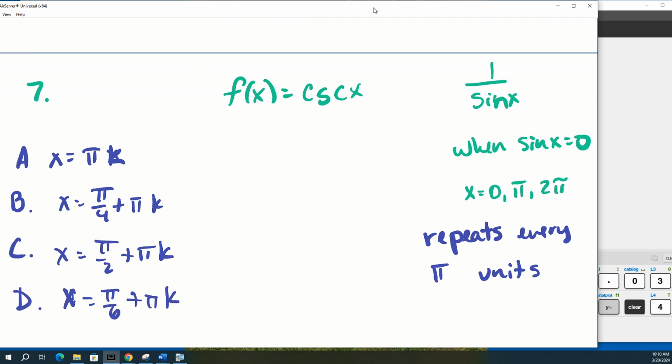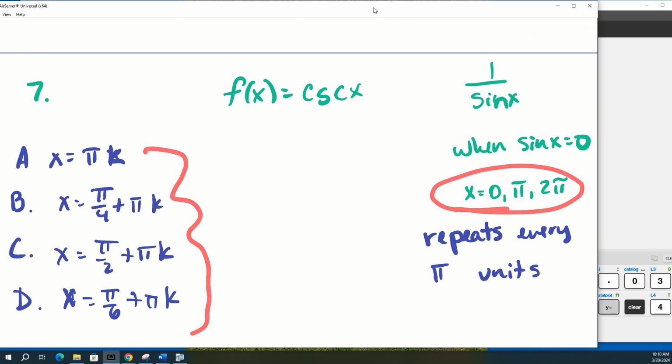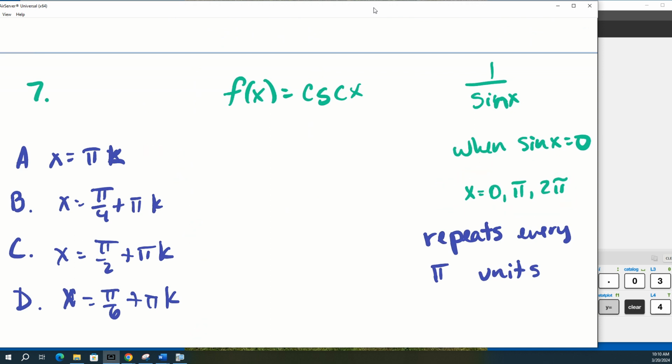All right, so if I'm getting up here from the unit circle, these are my vertical asymptotes. Which one of these choices matches up with that? You would get 0 and pi and 2 pi, if k is any integer. Yeah, that's going to be a. All right, so that's what I would do. So then when I got to number 8, I would realize, okay, so secant is reciprocal of cosine. I want to find when cosine is 0.